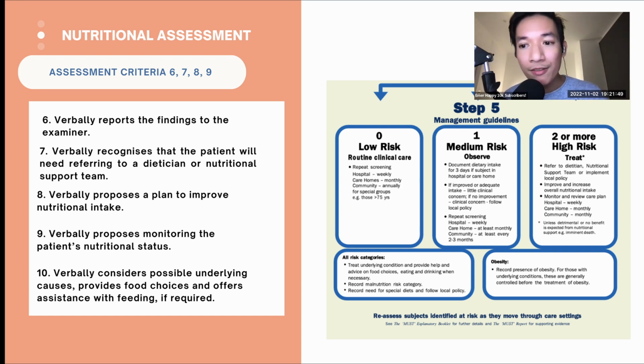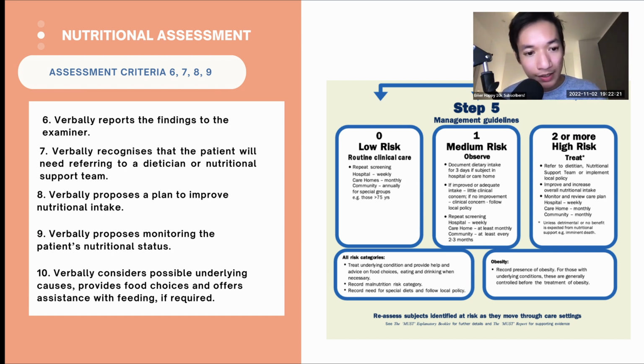And of course, 2 and above, it says here the monitoring frequency would be, if you're in the hospital weekly, care home monthly, and then community would be monthly. Okay? Unless, again, there is an unless there: detrimental or no benefit, or unexpected from nutritional support, for example imminent death. Yeah? Of course, there will be an exemption. So let's try to practice, yeah?